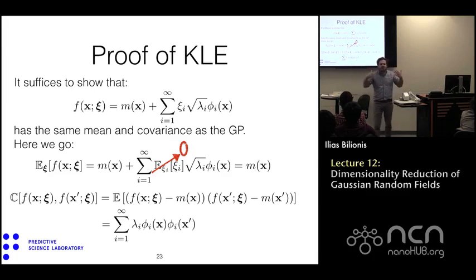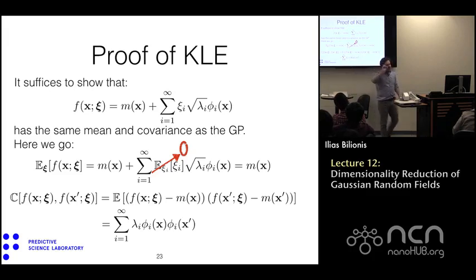Because the xi's are independent, whenever you get xi_i xi_j expectation, you get 0. Whenever you get xi_1 squared expectation, you get 1. Whenever you get xi_2 squared expectation, you get 1. So at the end of the day, you're going to get this: an infinite sum, lambda_i phi_i(x) phi_i(x').